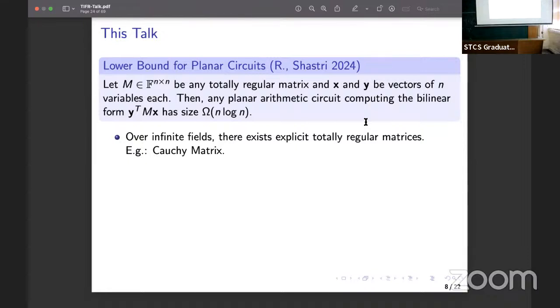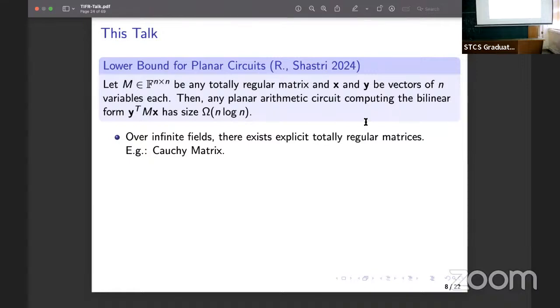So what is the M here? M can be any totally regular matrix. A totally regular matrix is a matrix such that if you take any square submatrix, it has full rank. Such matrices are called totally regular matrices. One example of a totally regular matrix is a Cauchy matrix, where the ijth entry is 1 by ai minus bj. Here a1 to an, b1 to bn are distinct numbers. Any submatrix of a Cauchy matrix is a Cauchy matrix, and you can use this to argue that it's totally regular. You pick any square submatrix, you have full rank. Such a matrix is called totally regular.